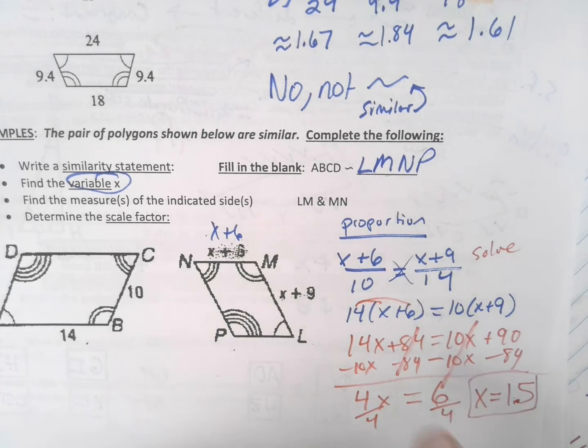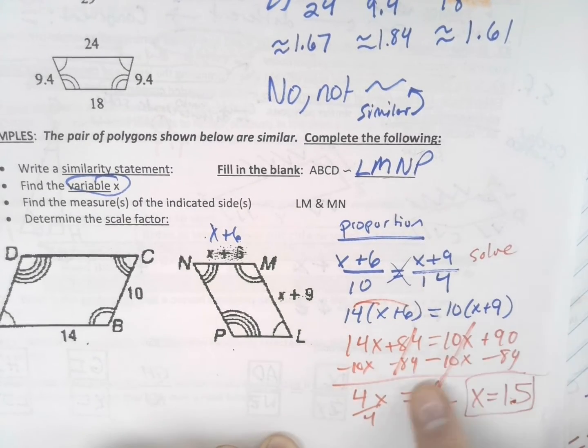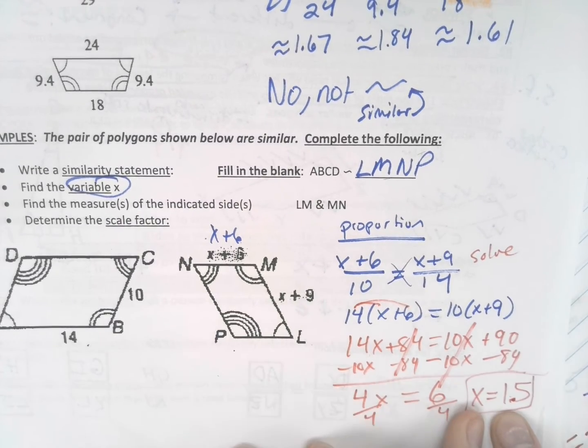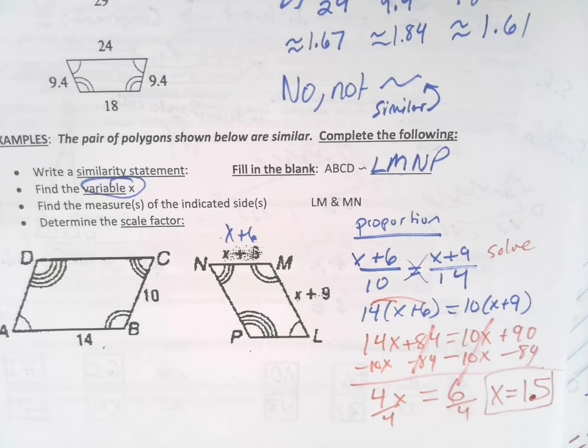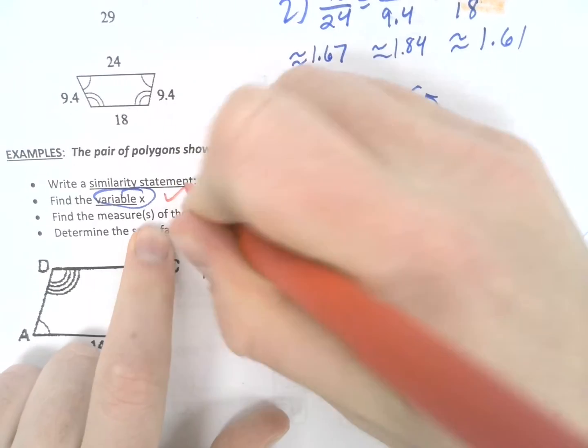Okay, so we work this out, distribute, after cross multiplying, subtract the 10x over, subtract the 84 over, divide. I get x equals, hey, we're cool with the decimal. I'm going to turn that to 1.5, which is exactly what 6 over 4 is. So we've done that.